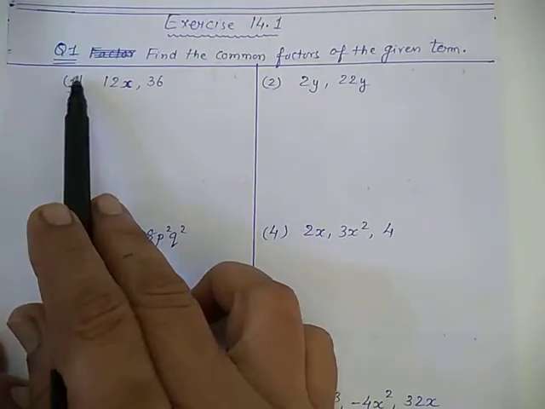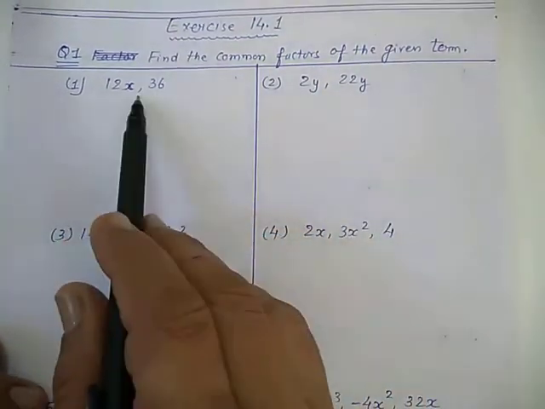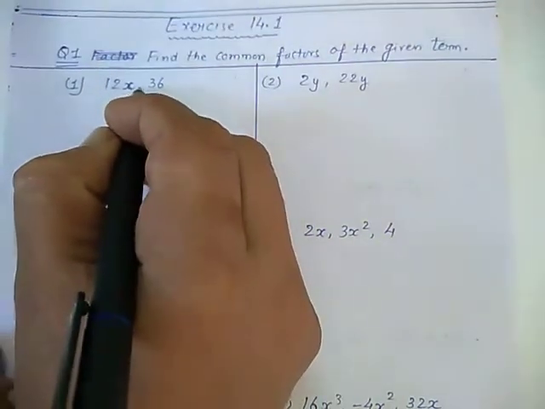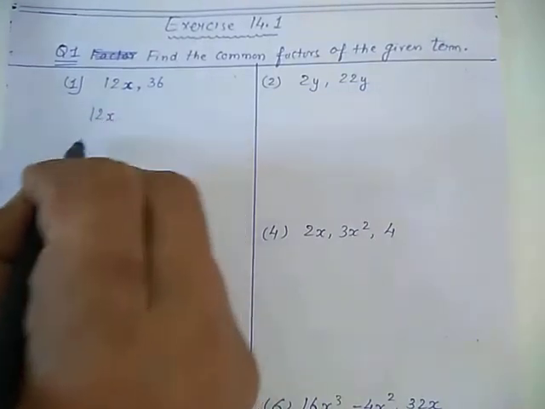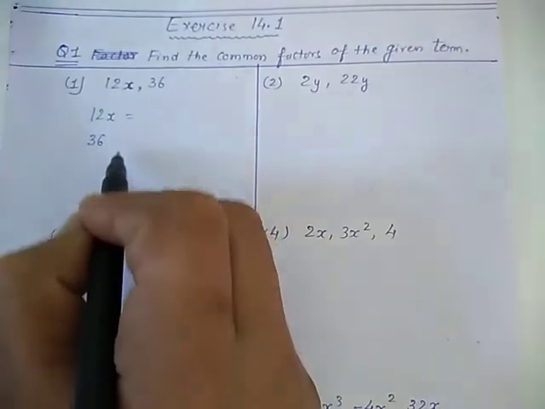Question number 1. Find the common factor of the given terms. So, two terms are given. Here, not combined, it is not a binomial, but two separate terms are given. One is 12x and another one is 36. So, we will find the factors of it.